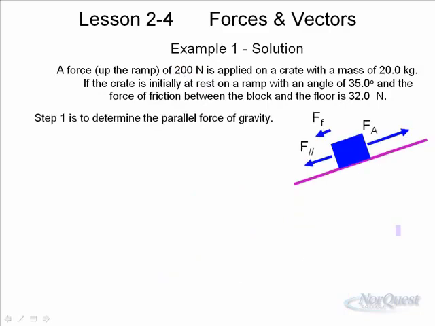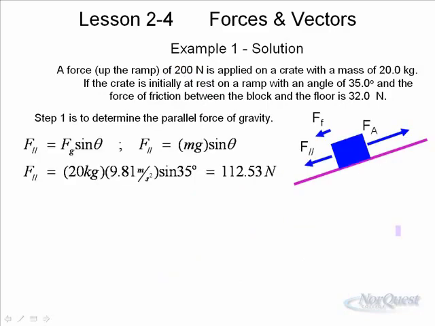And it says step 1 is to determine the parallel force of gravity. And the parallel force is the force of gravity, which is, of course, the weight of the object, 20 kilograms times 9.81 meters per second squared, or it's about 192 newtons. We have to multiply that, though, by the sine of 35. Since the angle is 35, the parallel force is the sine. F parallel is mg sine theta. The perpendicular would be mg cos theta.